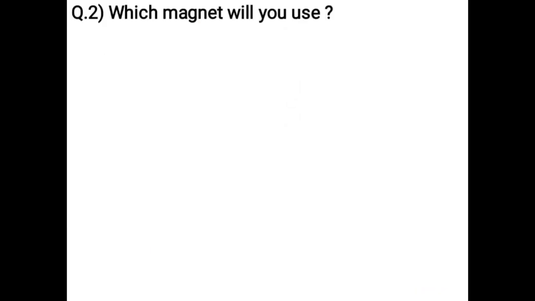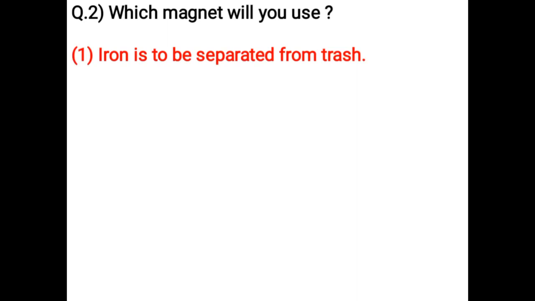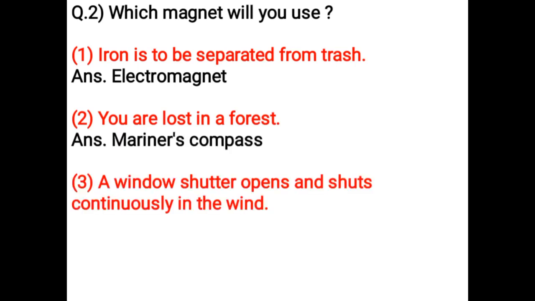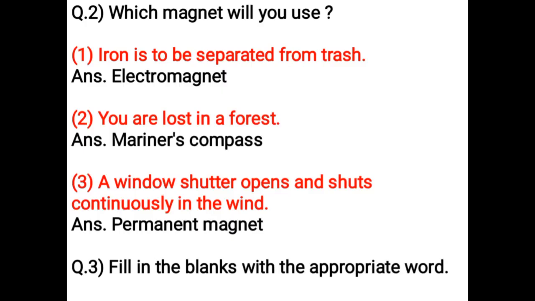Which magnet will you use? Iron is to be separated from thrash. Electromagnet. You are lost in a forest. Mariner's compass. A window shutter opens and shuts continuously in the wind. Permanent magnet.